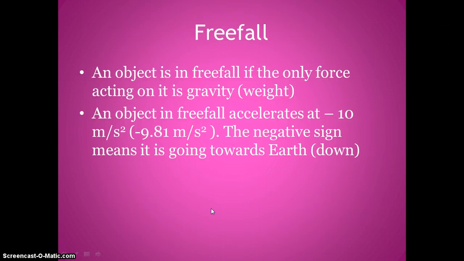Free fall. An object is in free fall if the only force acting on it is gravity. And remember, the force due to gravity we call weight. An object in free fall accelerates at negative 10 meters per second squared. It's actually negative 9.81 meters per second squared, and the negative sign means that it's going towards Earth, or down.